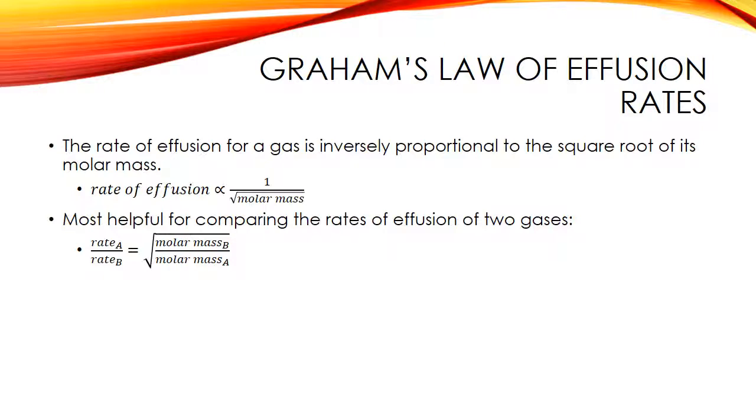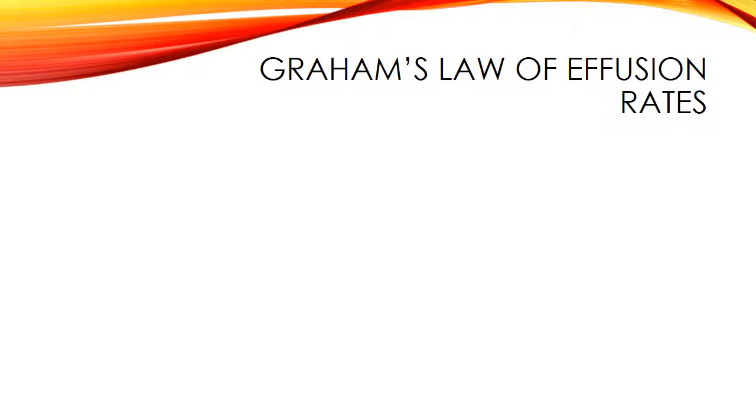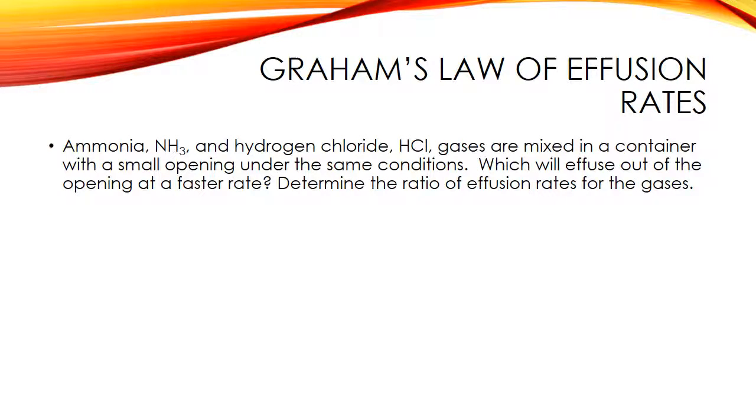So let's see if we can use this equation in an actual problem. So here's the question. Ammonia, NH3, and hydrogen chloride, HCl, gases are mixed in a container with a small opening under the same conditions. That whole same conditions, when we're referring to a gas, really is talking about temperature and pressure. So even though we don't know the temperature and pressure of these two gases, what we do know is that they're at the same temperature and they have the same pressure.